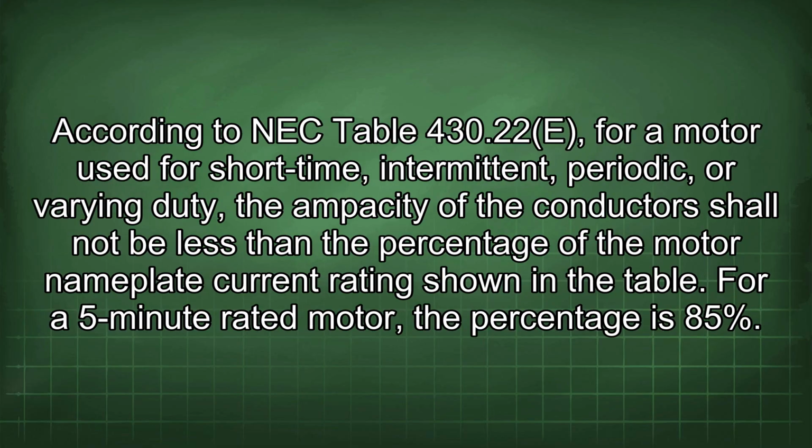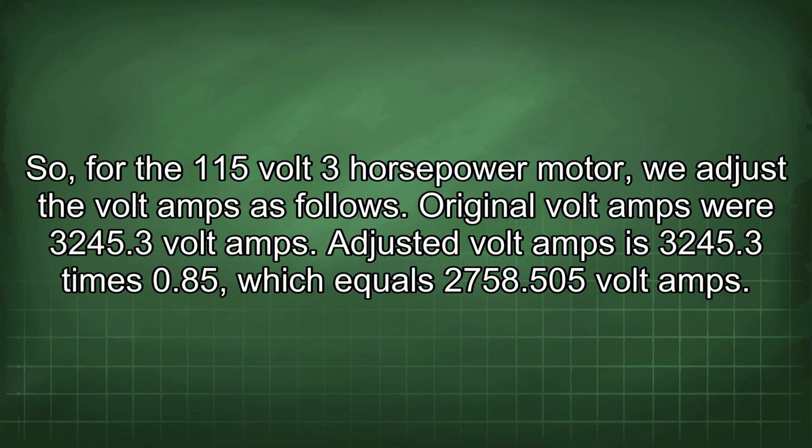According to NEC Table 430.22(E), for a motor used for short time, intermittent, periodic, or varying duty, the ampacity of the conductors shall not be less than the percentage of the motor nameplate current rating shown in the table. For a 5-minute rated motor, the percentage is 85%. So, for the 115 volt 3 horsepower motor, we adjust the volt amps as follows.